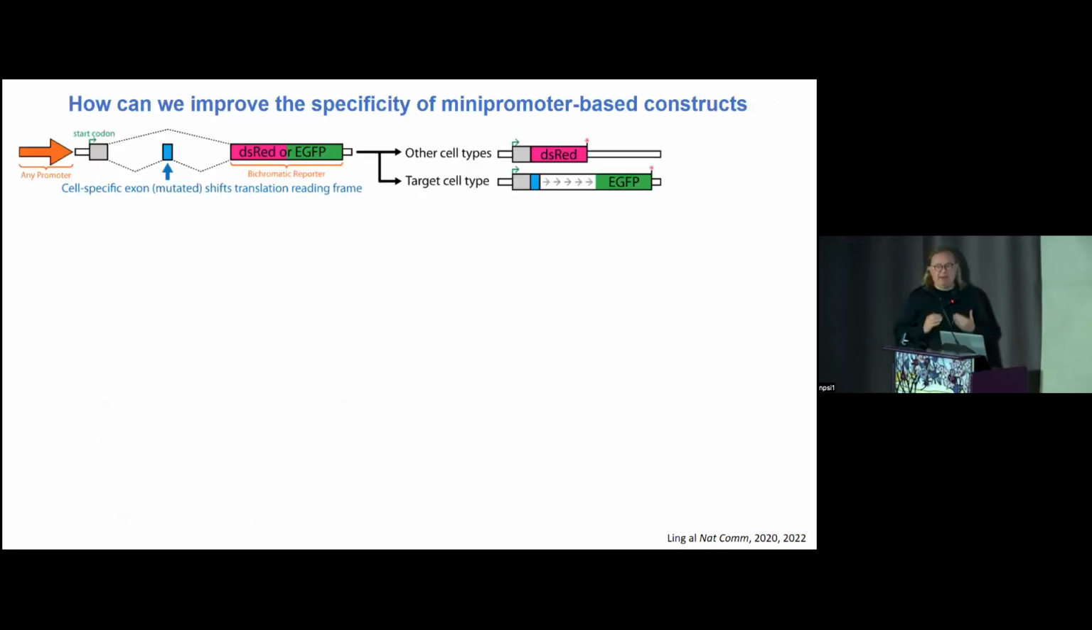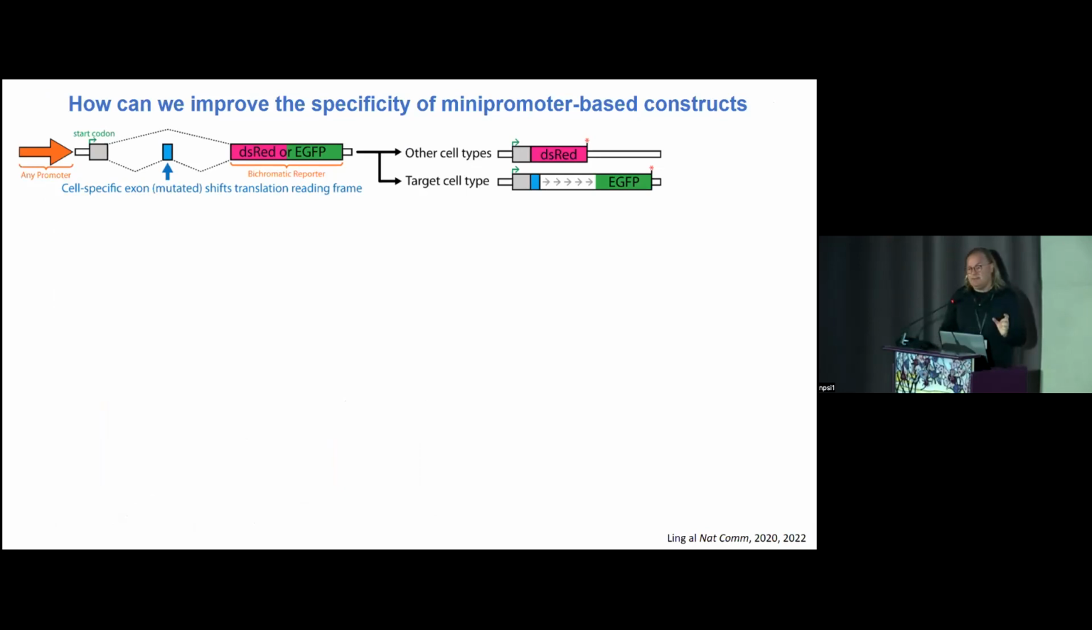So this seems to be a problem intrinsic to the mini promoter. There's a lot of effort invested in using mini promoters to drive cell type specific expression. So what can we do to actually improve this? Because this is not going to be specific to GFAP. So why is this happening?